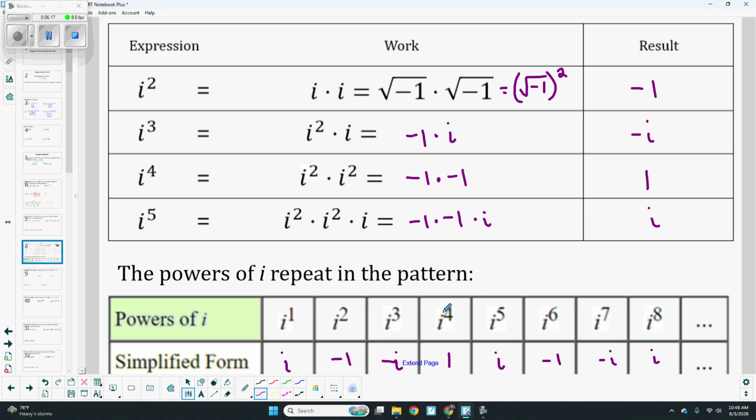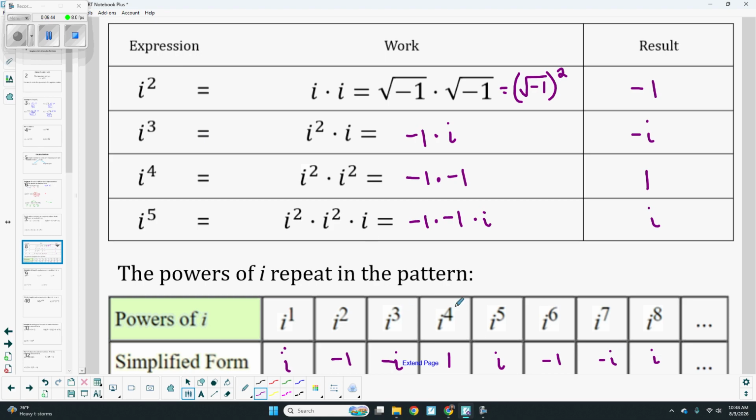If we divide the exponent by 4, the remainder should tell us what the answer is. So if I have i to the fifth and I divide that by 4, that goes in once with a remainder of 1, so that's equivalent to i. If I had i to the seventh, divide that by 4, right? Goes in once for a remainder of 3, i to the 3 was -i.